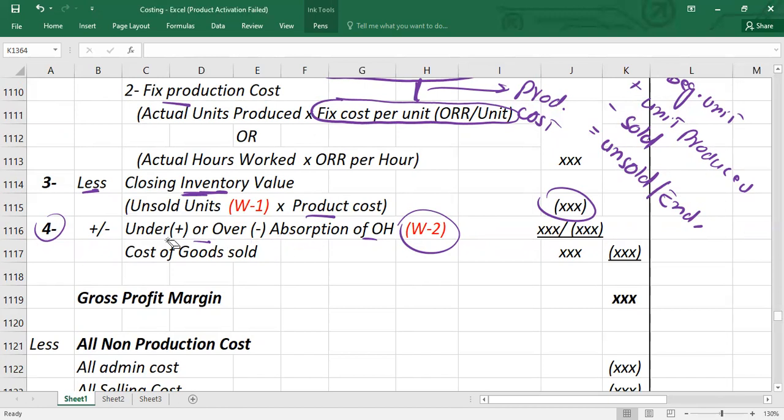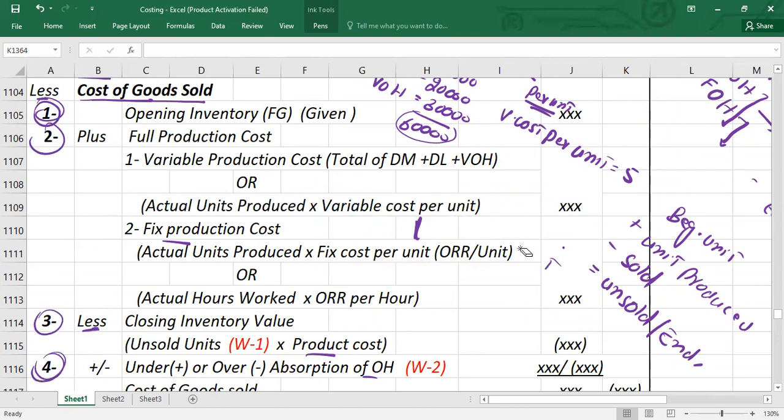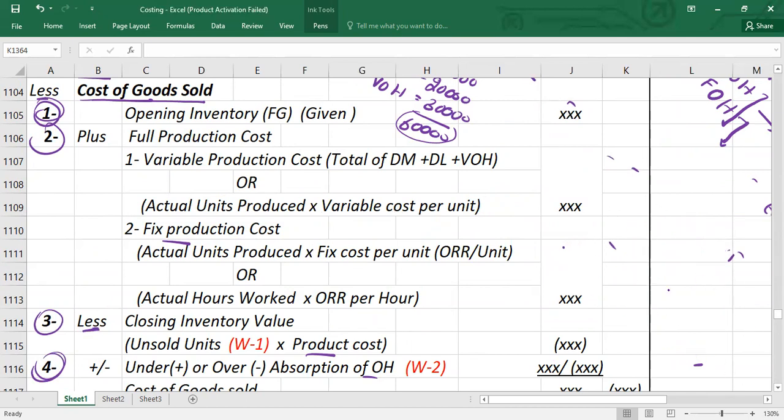Okay, so once you adjust these four items, which four items, guys? Opening inventory plus production cost, less closing inventory, plus or minus under and over absorption. If you add these four values, this is going to be your cost of goods sold.